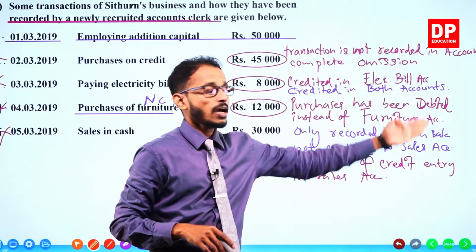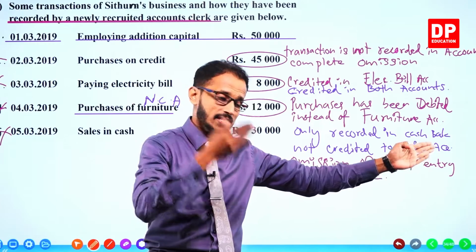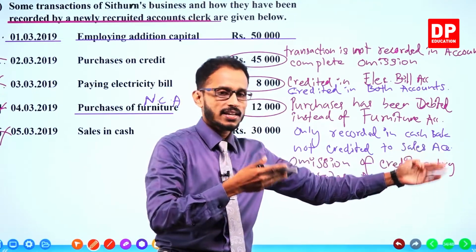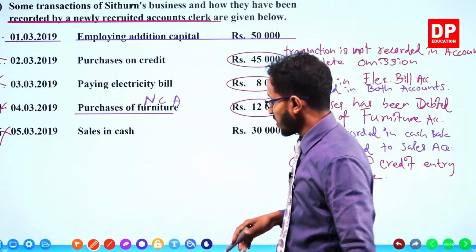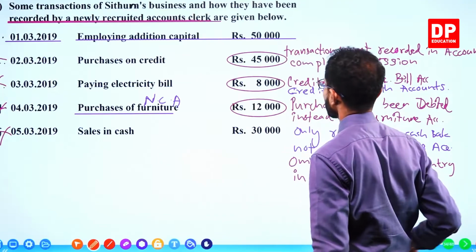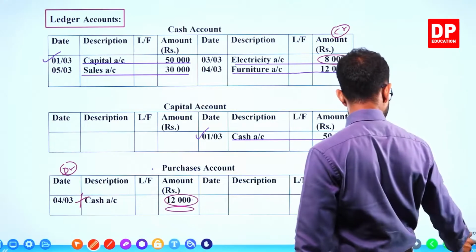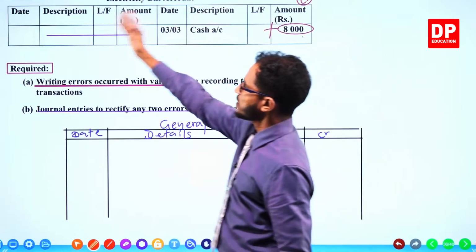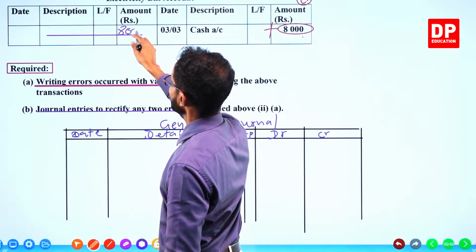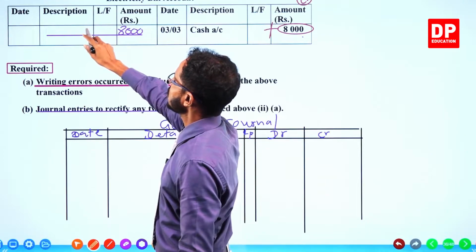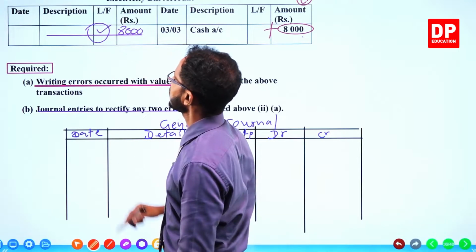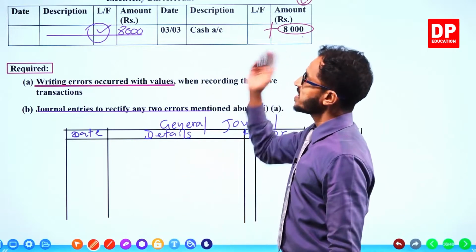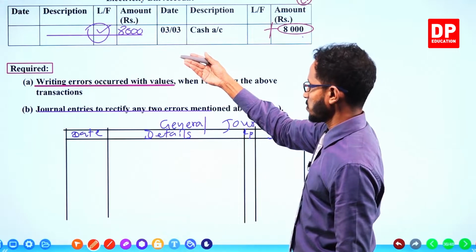Credited in electricity bill account means that only in the electricity bill account the error is there. Okay, so if it is credited in error like this, you have to debit it. You have to put the 8,000 to the debit side to correct that error. So debit the electricity bill account.